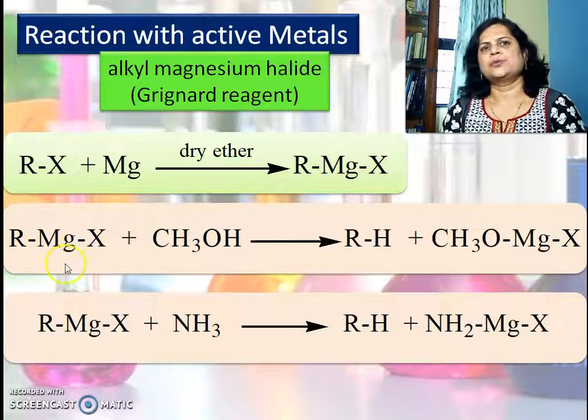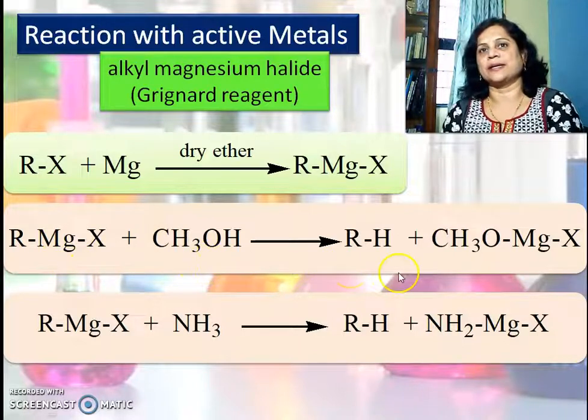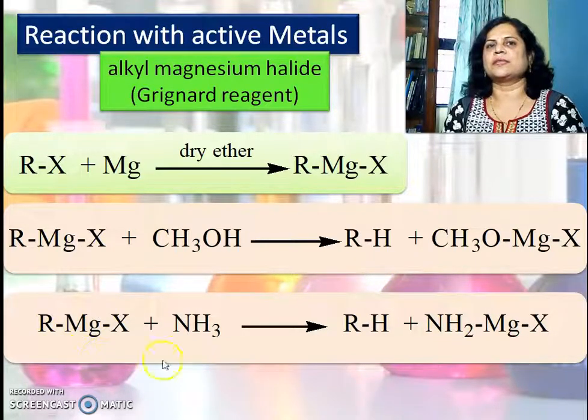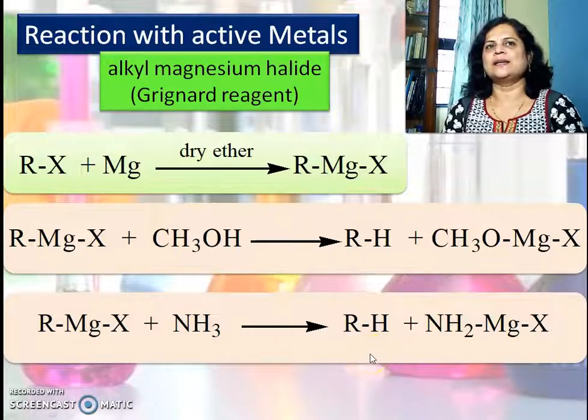Now we have here two examples for the application of Grignard's reagents. When RMgX reacts with methyl alcohol, formation of alkane. So like that it gives a number of reactions in which we use Grignard's reagents. One more reaction, Grignard's reagent with ammonia, again formation of alkane. So that is about the reaction of alkyl halide with the metal magnesium.